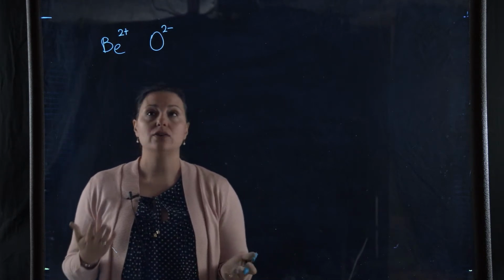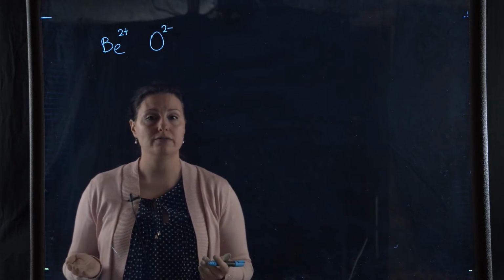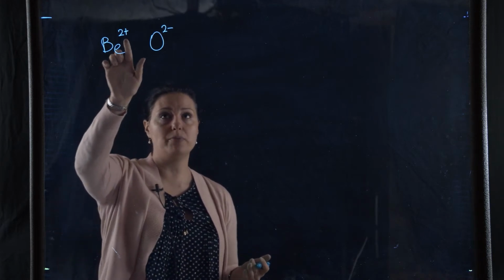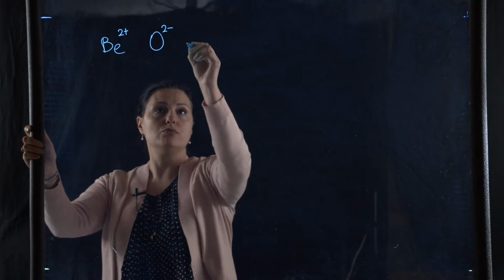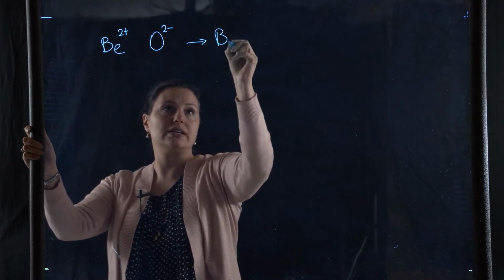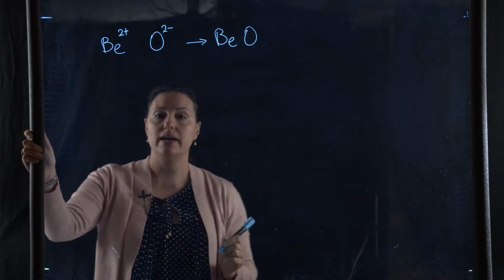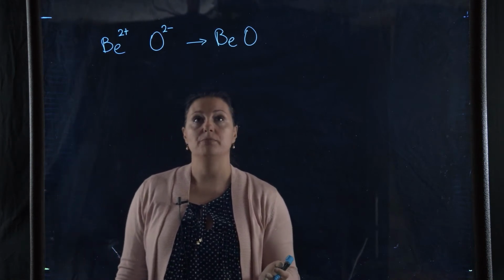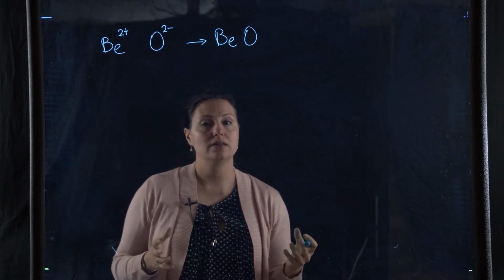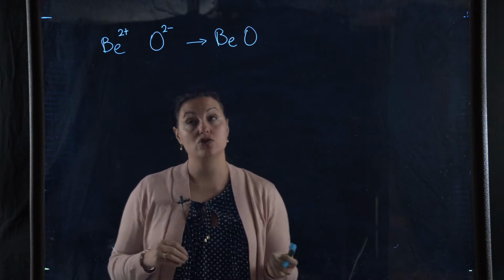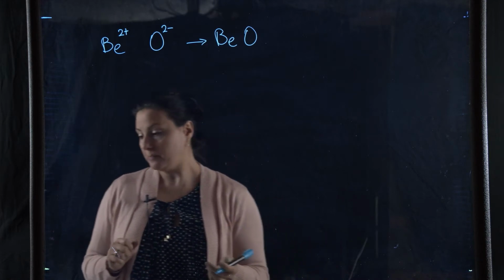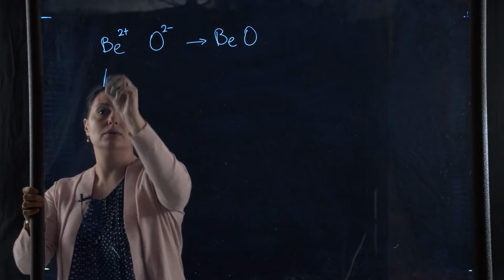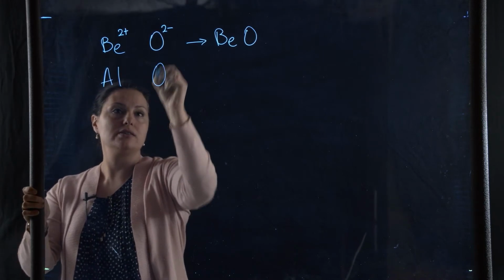Therefore, I don't really have to make a whole lot of adjustment here because I have a +2 and a 2-, which means that I can put these together as beryllium oxide, and I have a neutral ionic compound because the charges on both ions match. So that's an easy one. Now let's look at aluminum and then oxygen.